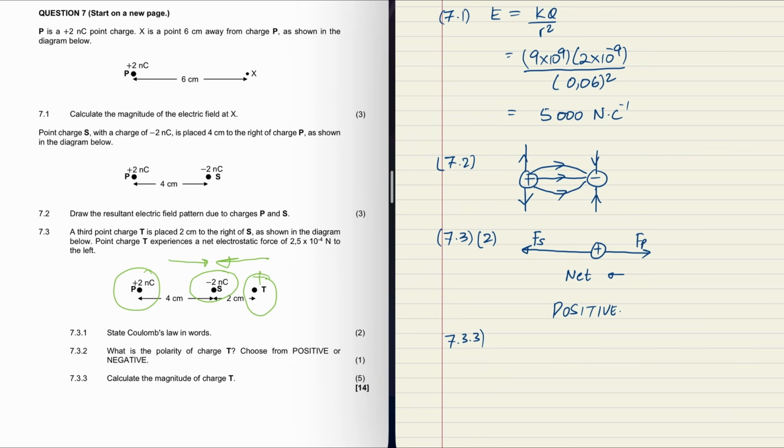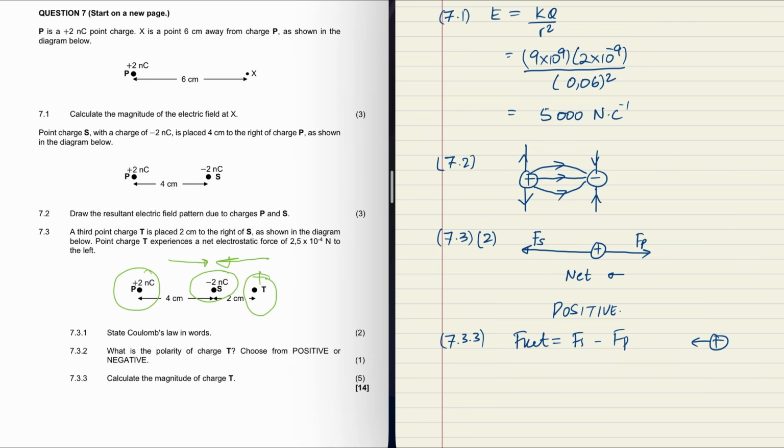7.3.3 says, calculate the magnitude of charge T. Now, I've already drawn a kind of free body diagram, and we can simply use that to help us solve the question. So I'm going to choose left as positive. That means F net is going to equal Fs, the force that S is pulling it with, minus Fp.